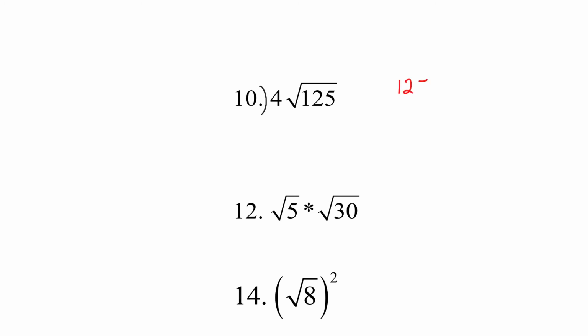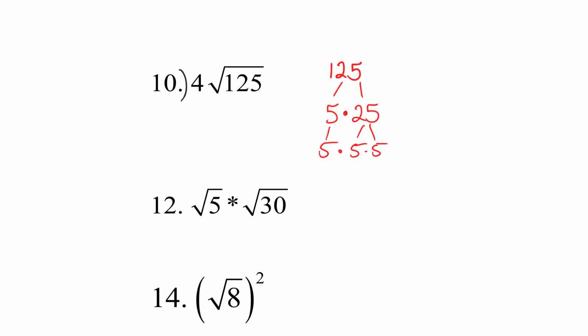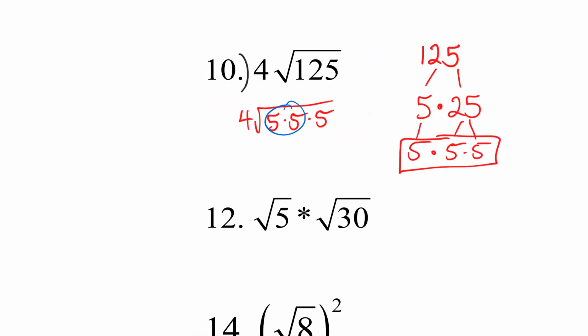Okay, number 10. All right, how does 125 break down? 5 times 25. Okay, can't do anything to that 5. The 25 is 5 and 5. So I've got a 4 on the outside. Nothing changed that yet. Then on the inside, we have that 5, 5, and 5. All right, so I've got one pair. 5 times 5 is 25, and the square root of 25 is going to bring a 5 out. So we have a 20 on the outside and a 5 on the inside.